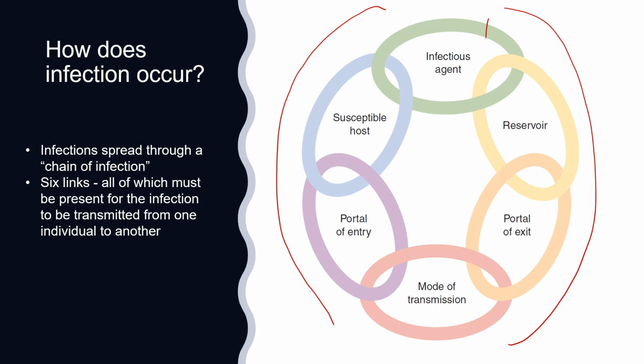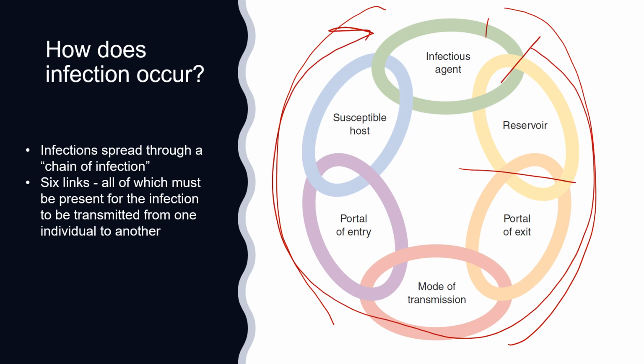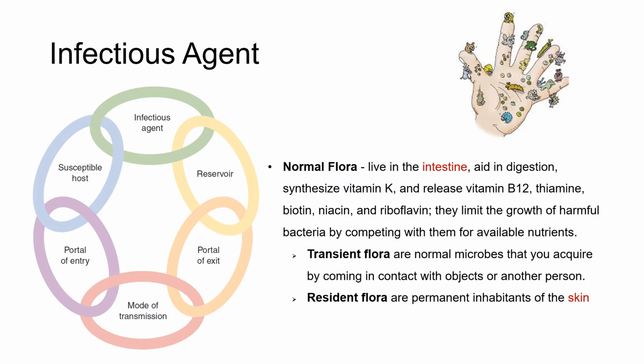Let's say we have 1, 2, 3, 4, 5, 6, all the way around. If we can just stop one of these links, then the infection wouldn't have been transmitted. So if you look at it that way, we do have a lot of opportunities to prevent infection. We just need to be aware of these things and we actually need to do it. So we start with our infectious agent.